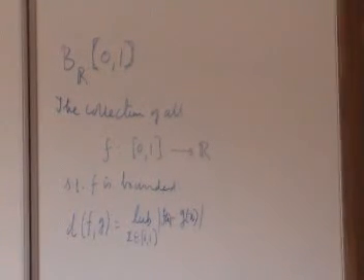F is bounded, g is bounded, f minus g is bounded, so f minus g will have a least upper bound. So that is called the distance between f and g.